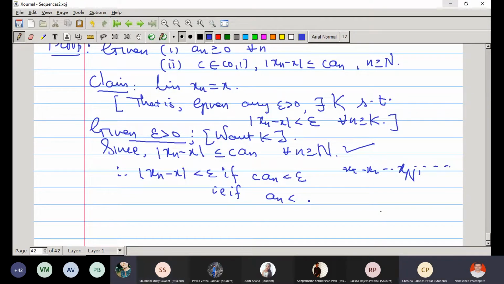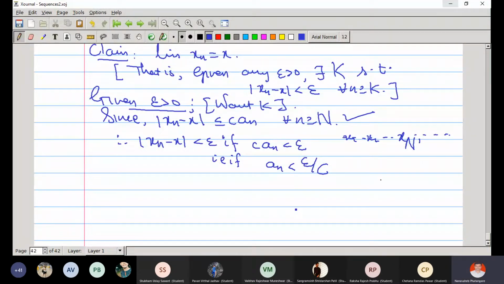Epsilon upon c. This should be epsilon by c. So if you want to make |xn minus x| less than epsilon, it is necessary to make an less than epsilon by c. And now is it possible to make an less than epsilon by c? Epsilon is already given, known, and c is also known, given data.